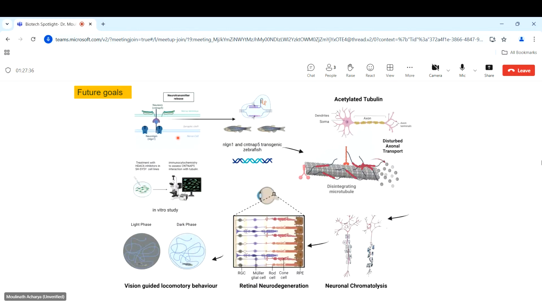In summary, this is the future goal, where we are looking at neurotransmitter release using CNTNAP5 as a neurexin and NLGN1 as the neuroligin. We are planning to create NLGN1 and CNTNAP5 transgenic zebrafish to look into acetylated tubulin and the other experiments that we have done for our PLOS Genetics paper. And finally, for vision-guided locomotory behavior, not only will we use the system that we have right now, but we will also devise something to measure the optokinetic response.